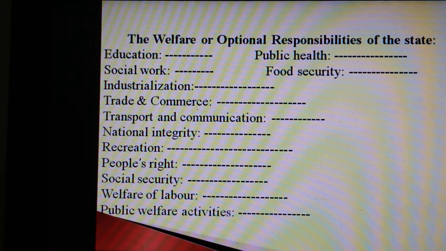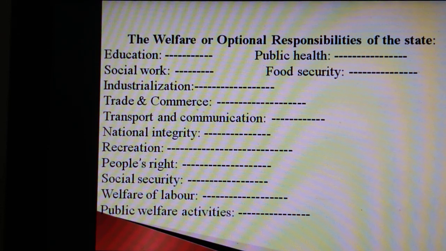Next point, national integrity. To maintain harmony and unity among the people, the state has to protect the national tradition and develop nationalism. To develop nationalism, the state plays a role in protecting the local culture, music and song, conserving local crafts, and organizing cultural programs. Through these activities, the state tries to maintain internal integrity among the people.